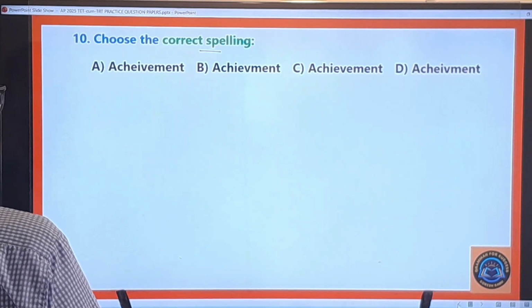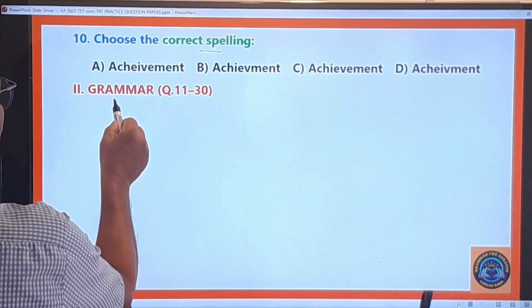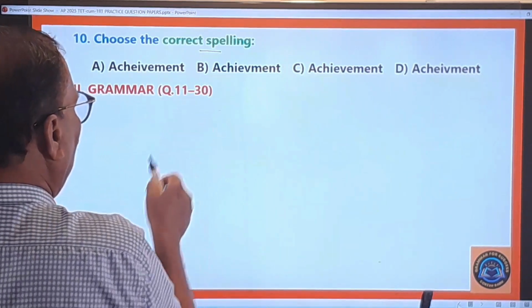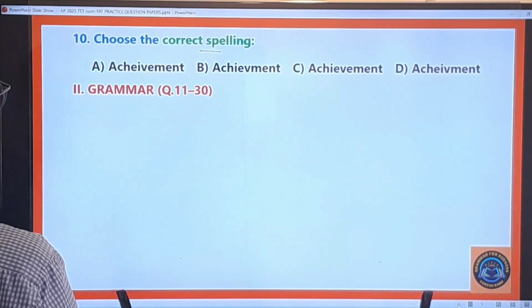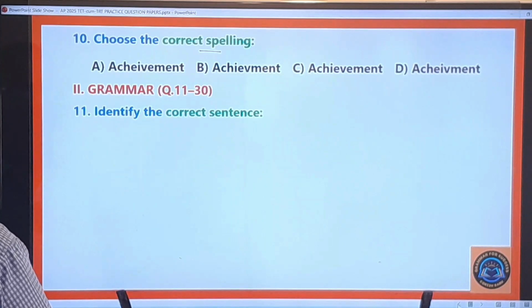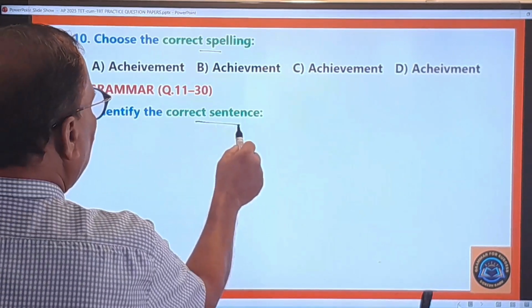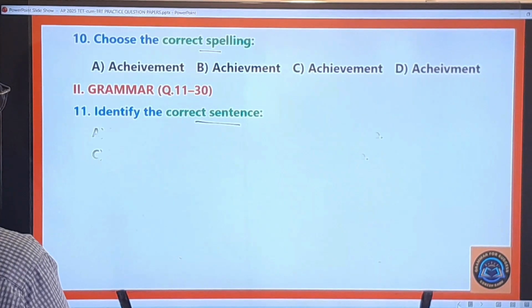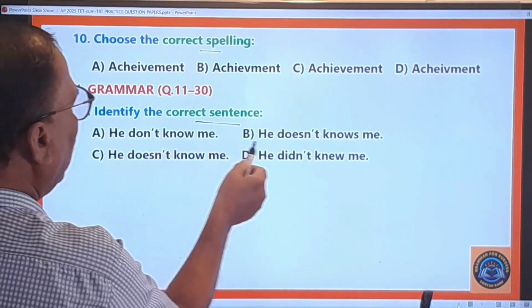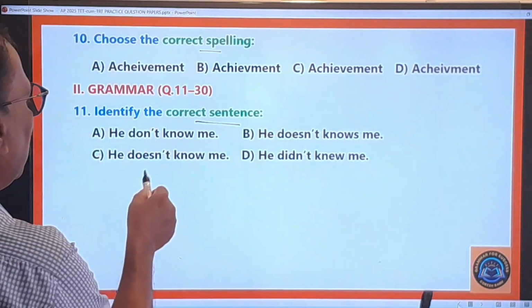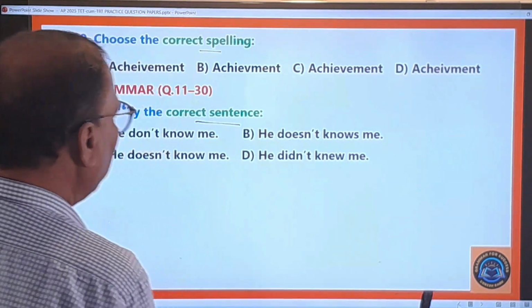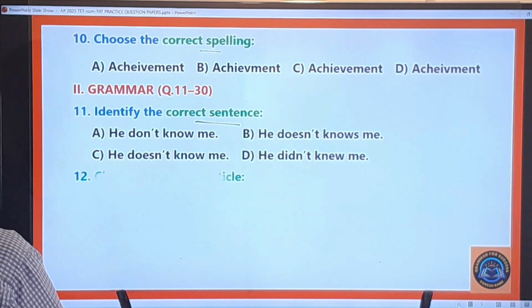Now, the second part of the question paper is grammar. It consists of nearly 20 questions. And here, let me give you the 11th question. Identify the correct sentence. So what are the options given under this? He don't know me. He doesn't knows me. He doesn't know me. He didn't knew me. That is that. Okay, you go to the 12th question.